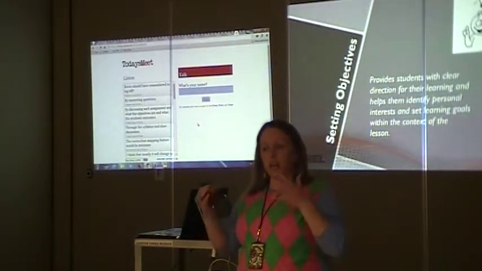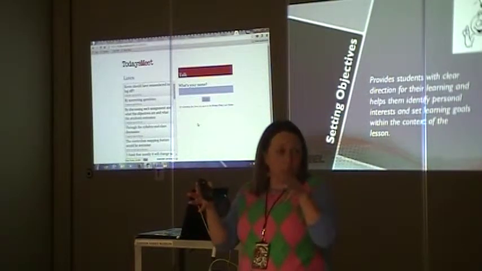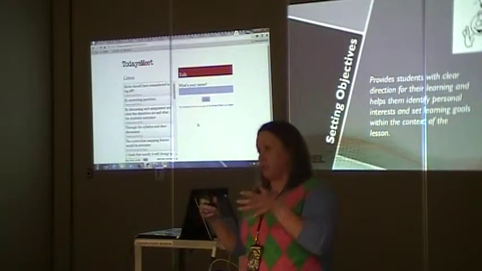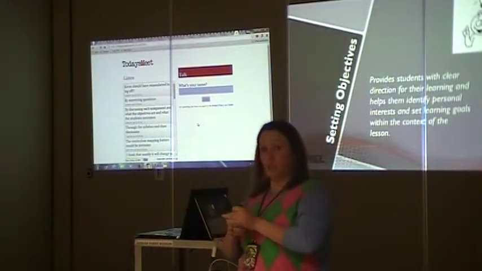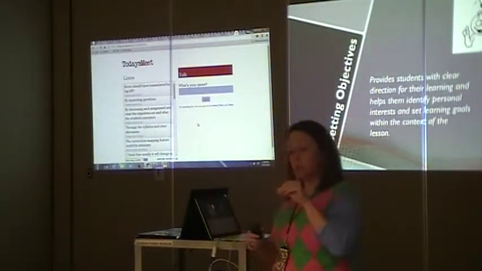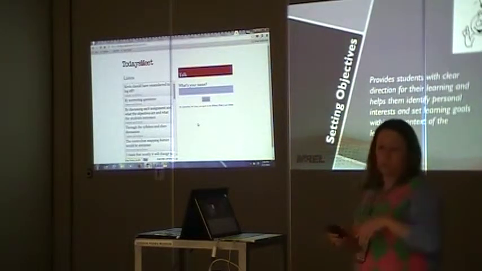Okay, so we need to help our students know what they need to focus on so that they can learn the information and they're just not frantically trying to scribe it. We want them to be able to process it and know what they need to point out. If we have clear objectives, it lets them know what they need to focus on.